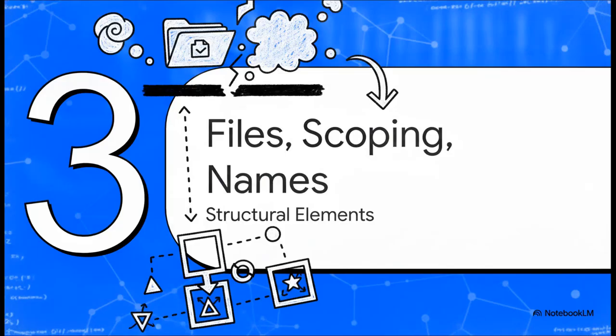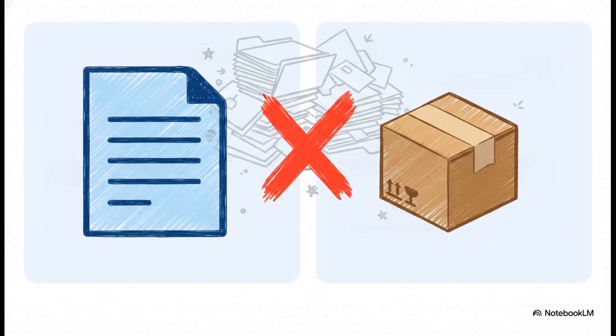All right, part 3, files, scoping, and names. Let's get into the structural elements. When you're structuring a program in this DSL, you're only dealing with 2 super simple file types. On the left, we've got .mrg files. Those are your main program files. And on the right, .mrm files, which are your module files. And that's it. There is a deliberate lack of any complex directory or packaging system.